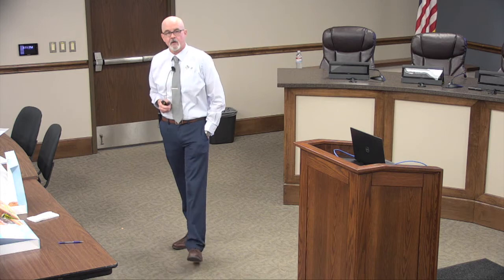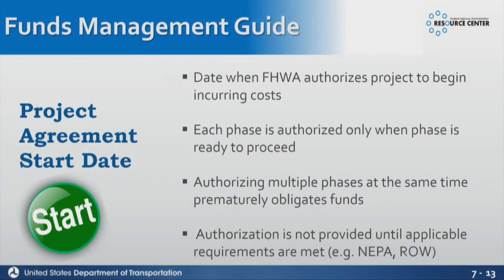Project agreement end date or start date. We've always kind of had this because this is our authorization date, but basically it's when we authorize the project to begin incurring costs, or it could be the phase of work on a project. But in Oklahoma, you guys have individual projects for each phase of work, so it would very much meet that definition of a project. Each phase is authorized only when that phase is ready to proceed. So we've already talked about that.